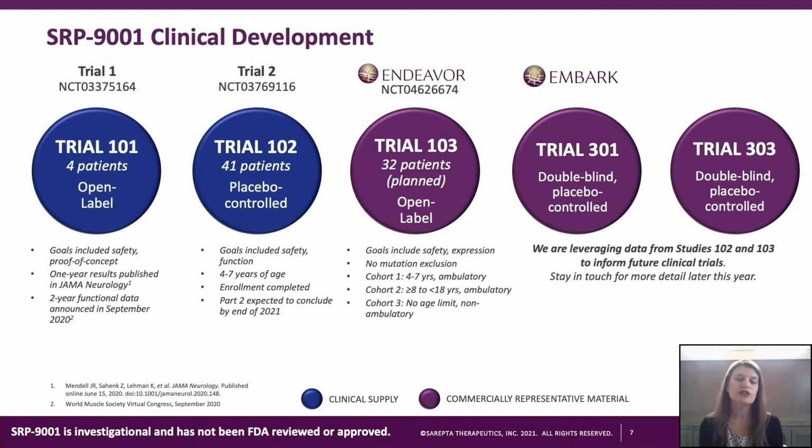So in terms of our clinical development, we now have 2 trials using clinical material from Nationwide Children's Hospital. That was trial 101 and 102. Our first two trials were in the ages of 4 to 7. We're now following patients in the 102 trial during year 2, and we expect to complete part 2 of the study by the end of this year. We're currently, as I just described, in the midst of trial 103, where we have a total of 32 patients planned across 3 different groups: 4 to 7, older ambulatory patients between 8 and 18, and cohort 3, which is non-ambulatory with no age limit.